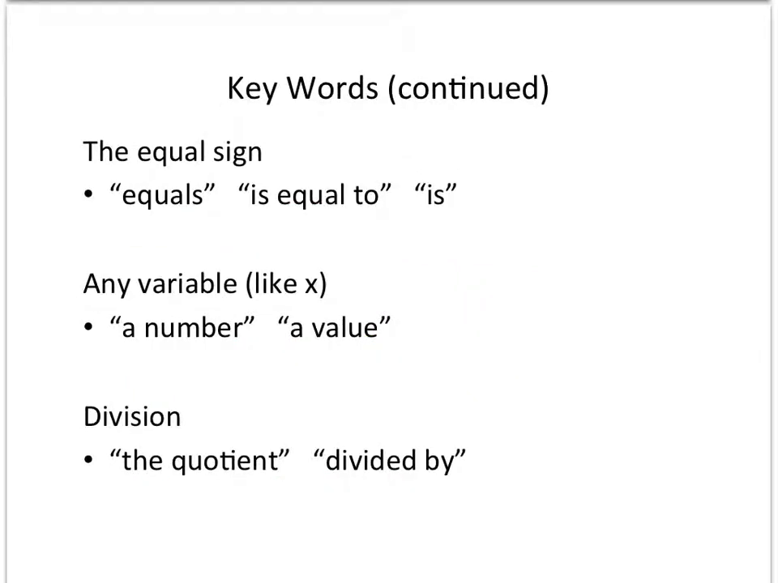Some more, we also see that sometimes we have the equal sign, which can be referred to by the words equals, is equal to, or even sometimes just simply is, like 5 plus 4 is 9. There's an implied equal sign in there. We also can define variables. Sometimes the variable is called a number, or it could just be called a value. So we're going to be looking for those key definitions there. And then for division, we often hear the words the quotient, or divided by, to talk about division.